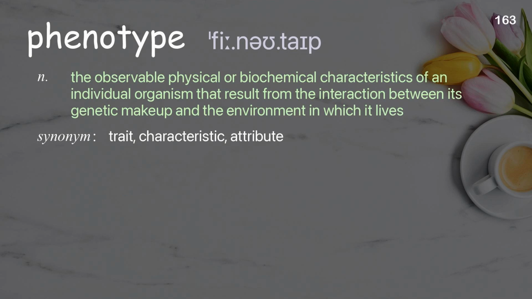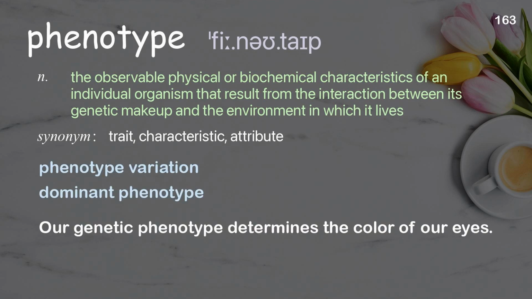Phenotype. The observable physical or biochemical characteristics of an individual organism that result from the interaction between its genetic makeup and the environment in which it lives. Examples. Phenotype variation. Dominant phenotype. Our genetic phenotype determines the color of our eyes.